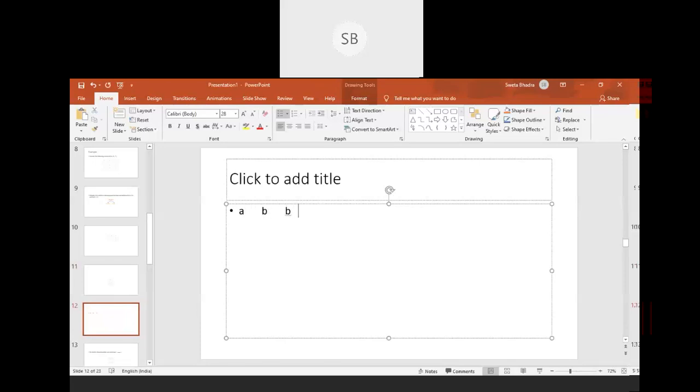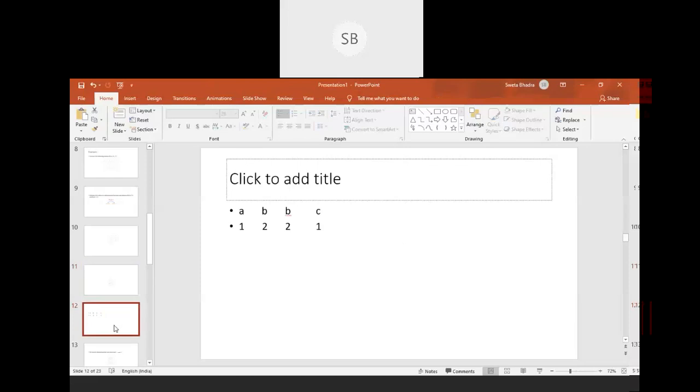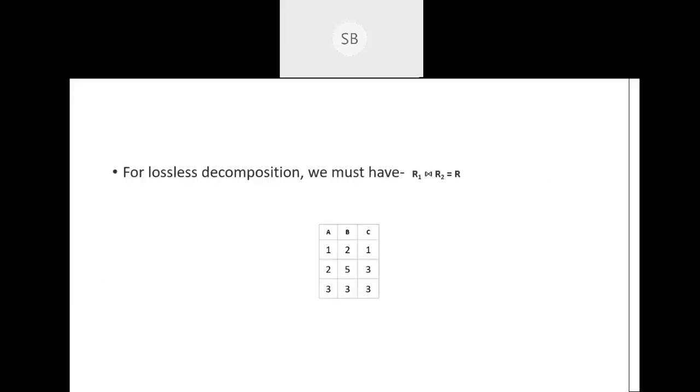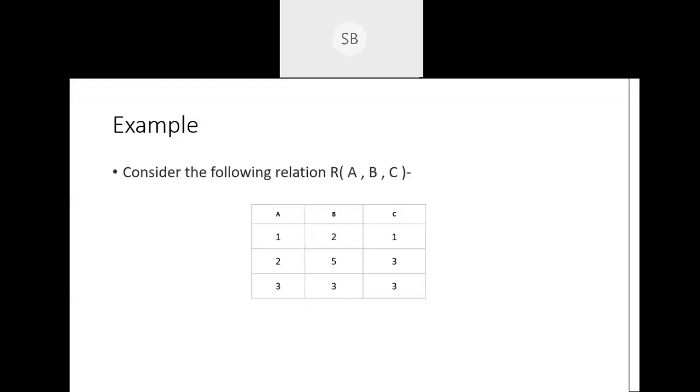B, C. So we have seen, if you people remember, how we do natural join: 1, 2, 2, 1. Right. But this B means the same thing, so we can write it one time. Right? So that is how. Ultimately we are getting the same table here, same as the original table. That means it is lossless. No information is lost here.